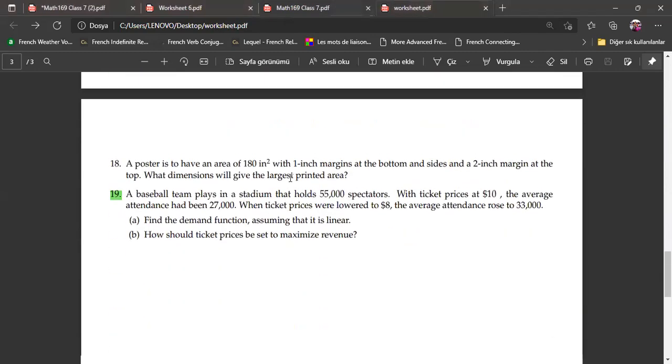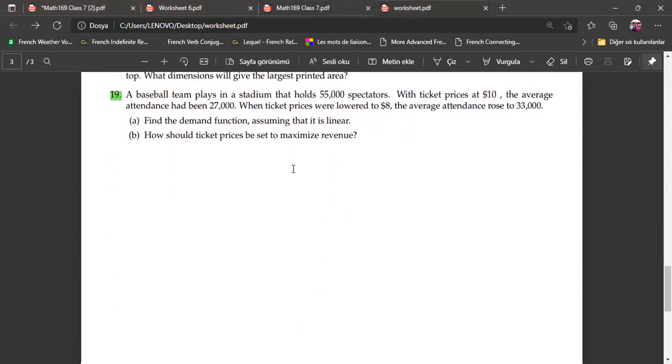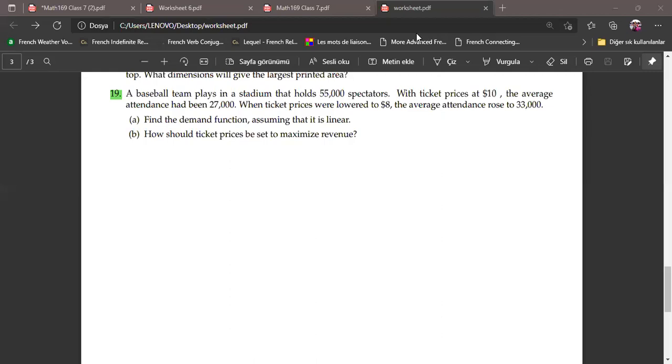Now the last question of this worksheet. Start with the first one. I'm going to write the answer here. We will find the demand function, and here we assume it's linear. It means the degree of x is equal to 1. Not a curve, a linear function.